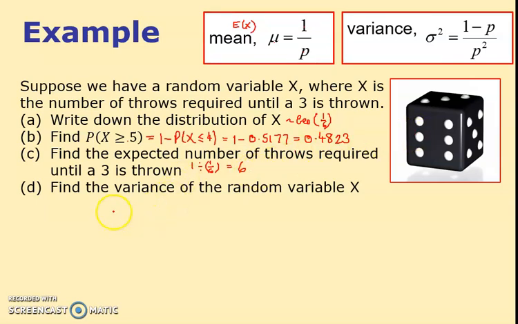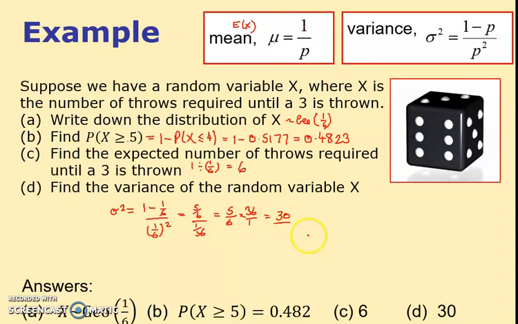Find the variance. Well, the variance sigma squared is 1 minus p, which is 1 minus a 6th, divided by p squared, which is a 6th squared. You can type it into your calculator, or you can try to do it in your head. That's divided by a 36th. And that means I turn it upside down and I multiply. You might remember that. I reckon that's 30. Is that right? Yes, it is. It is 30. So, yes. And everything else is, yes, is right.